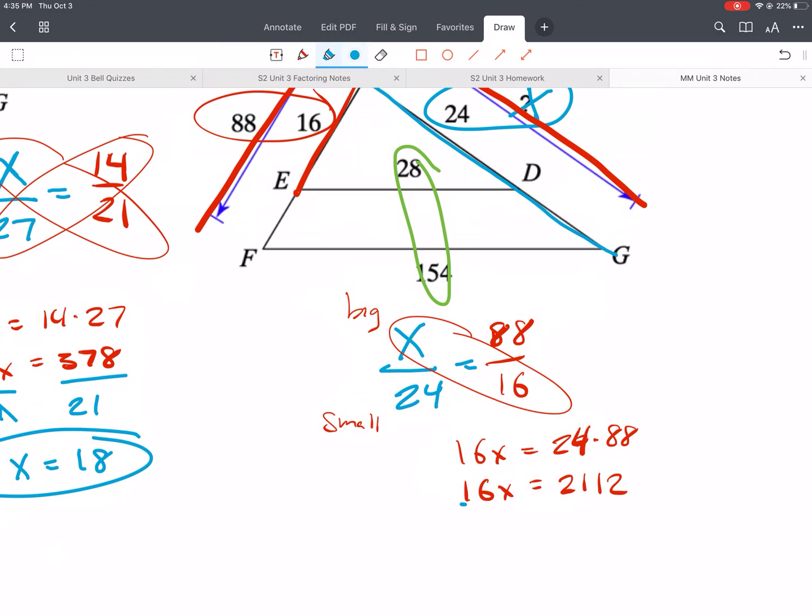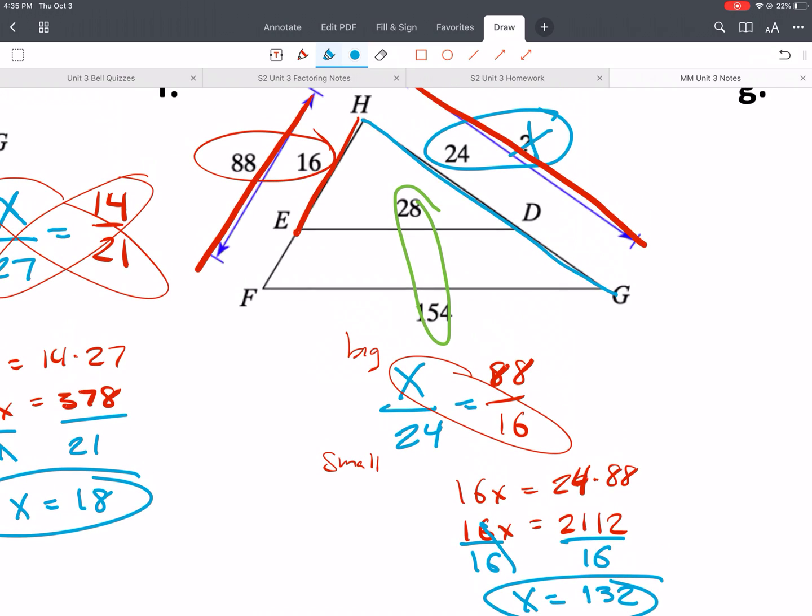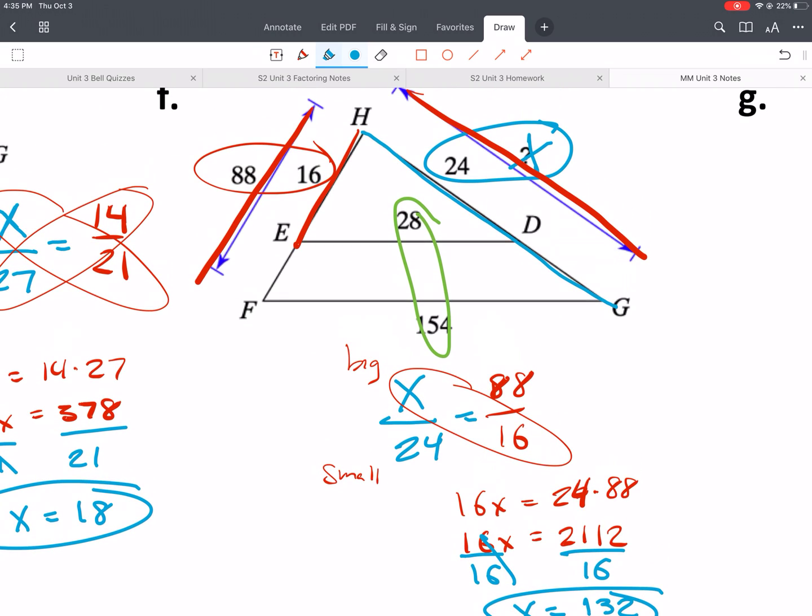And then we divide both sides by 16. So x equals 132. All right? And you could kind of look at that and say, yeah, that sounds about right.